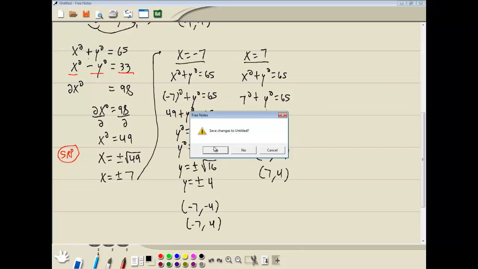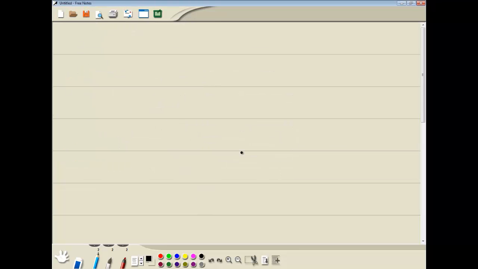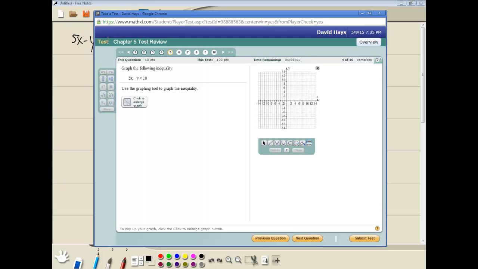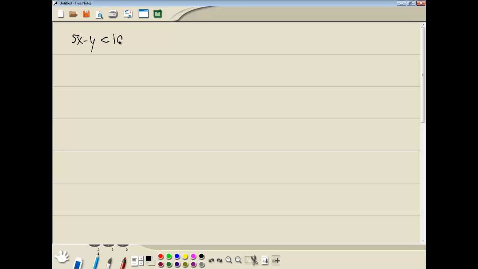Start a new page. And we got 5x minus y is less than 10. This is one that works out pretty nice on the calculator. Maybe not so nice by hand, though. We want to get y by itself on the left side.